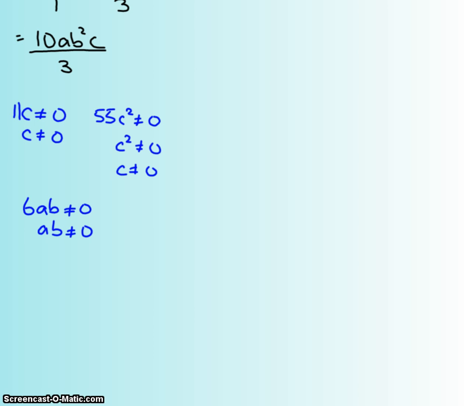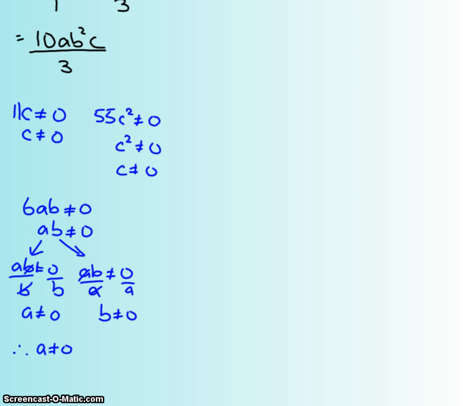And let's just say I want to solve for a. So if I solve for a, I'm going to divide by b on both sides. And that means a cannot equal 0. If I wanted to solve for b's restriction, I'm going to divide by a on both sides, and that means b can't equal 0. So in this case, we have 3 restrictions. a can't be 0, b can't be 0, and also c can't be 0.